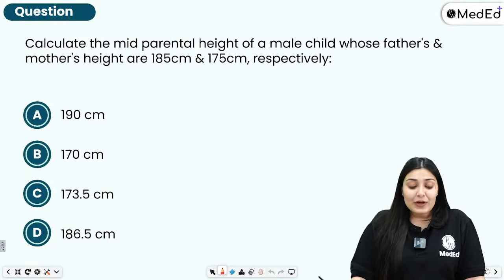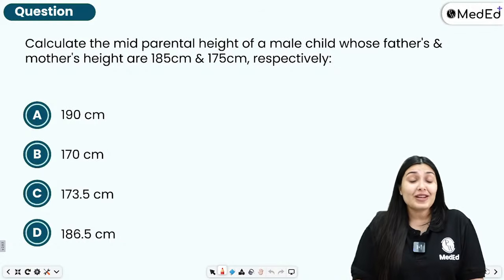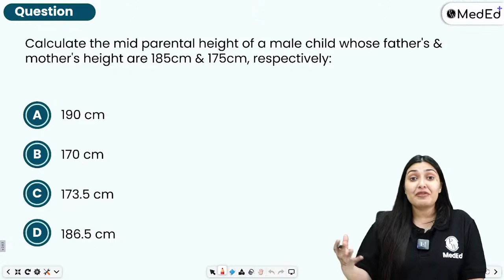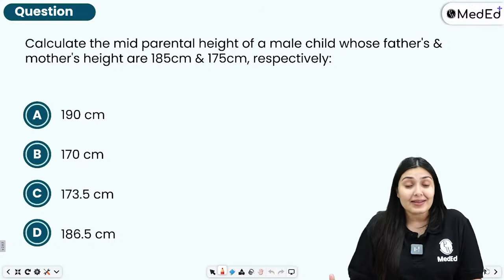Let's move to the next question. A short stature evaluation question. Short stature is a very favorite topic of INI people, so we are going to discuss different variations of these short stature questions that they ask in the exam.